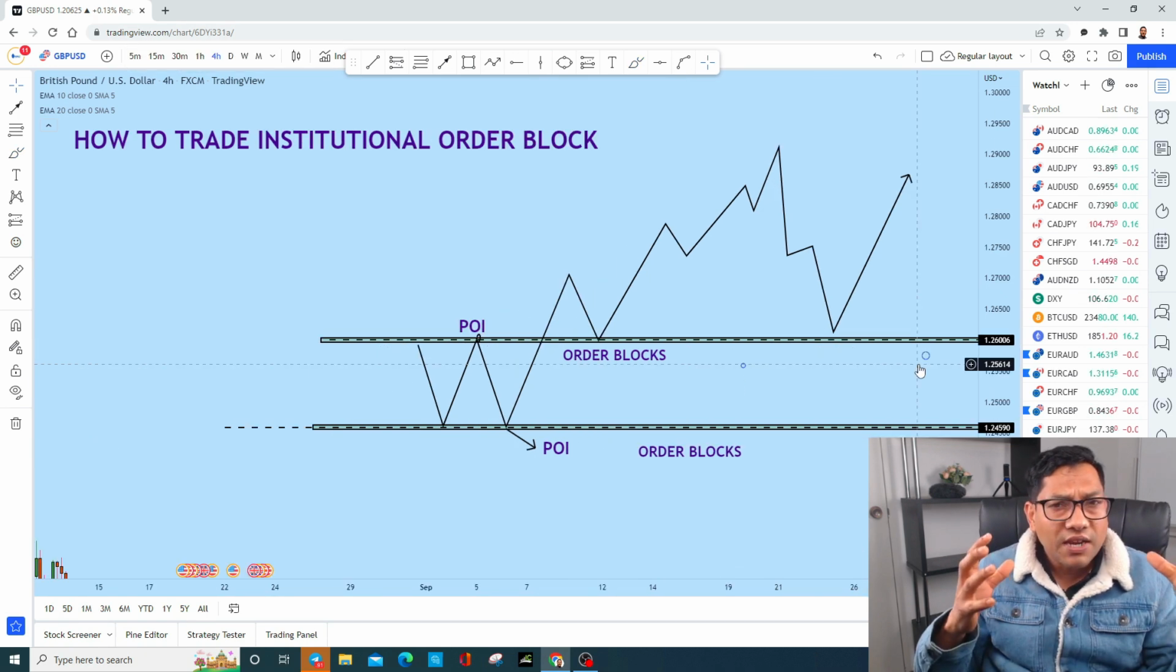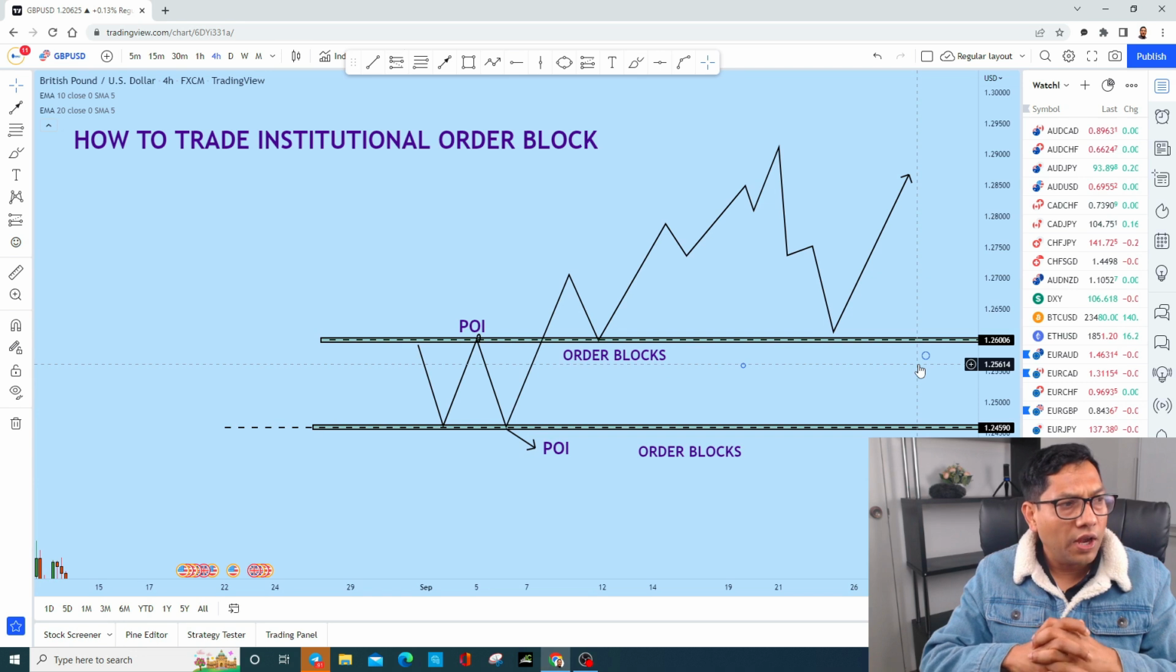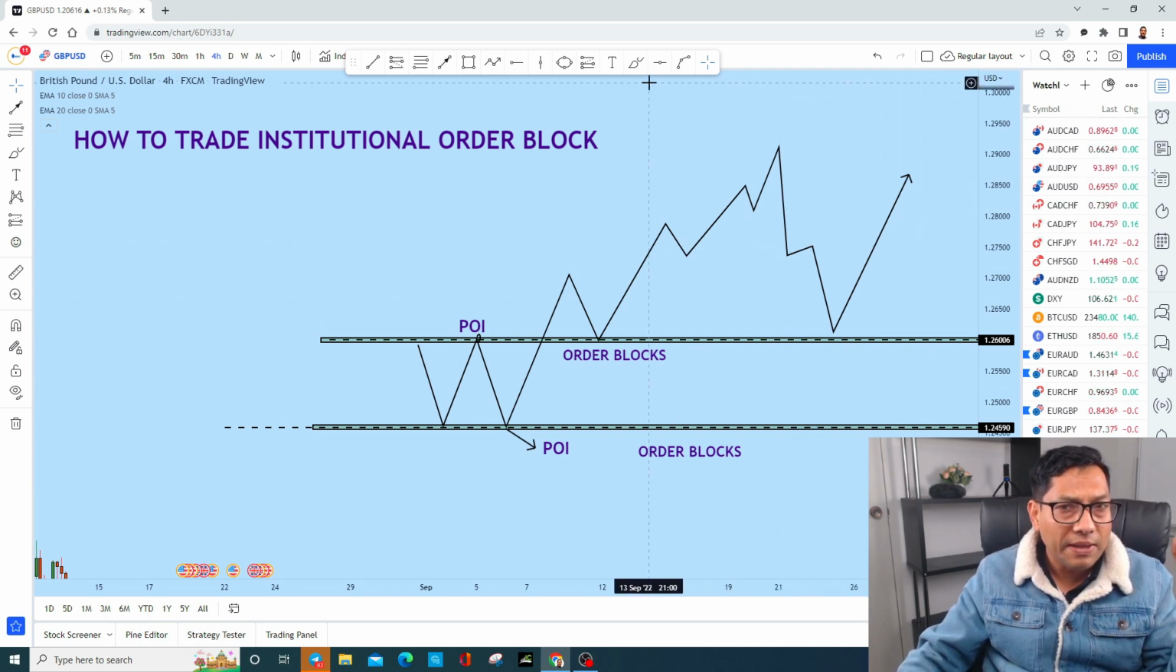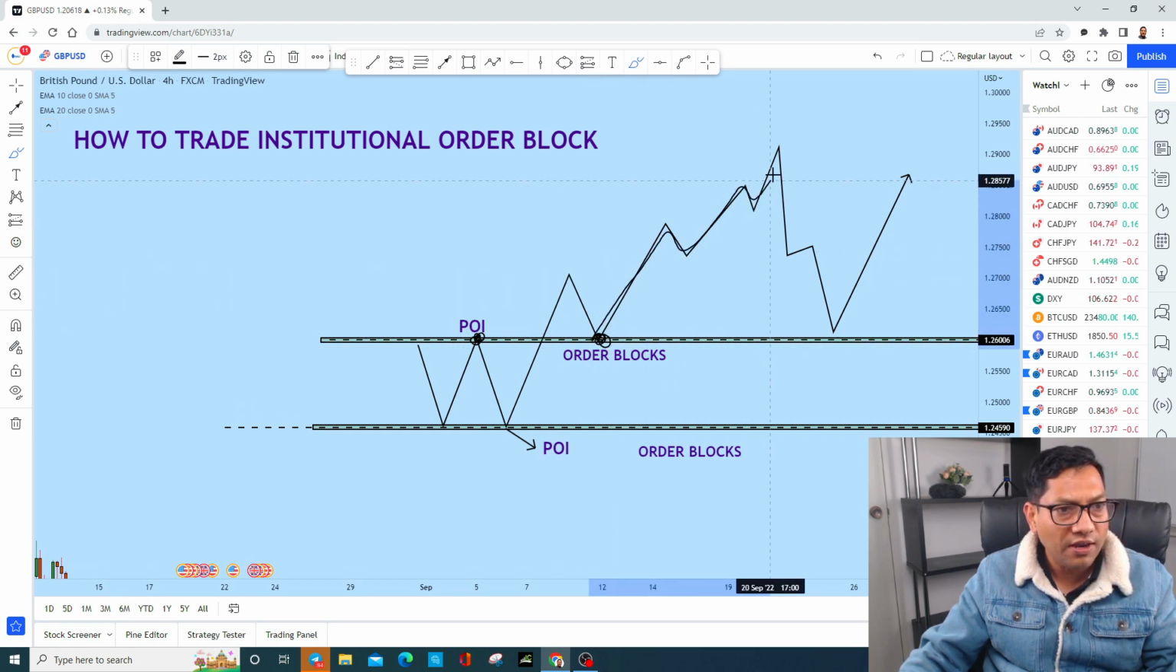Now there are some subtle clues you can look for in this institutional order block. The first thing, one important clue you can look for, is that this previous high tested as a support and created a point of interest, and that the price has broken out of this zone.